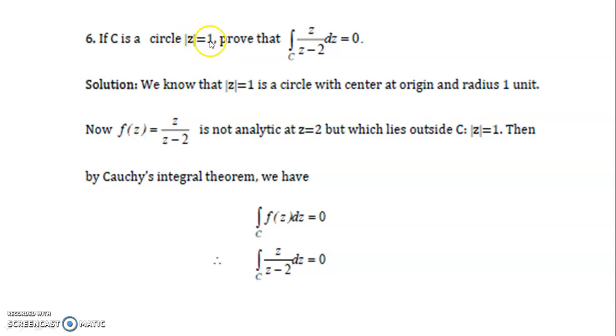Now |z| = 1 is given, a circle with center at the origin and radius 1, but there is a singularity at 2. That singularity is nothing but a point where the function is not analytic. We know that f(z) = z/(z - 2) is not analytic at this point, because it gives infinity, it is a singularity. That's why, and it lies outside the domain, since the domain is the small circle.